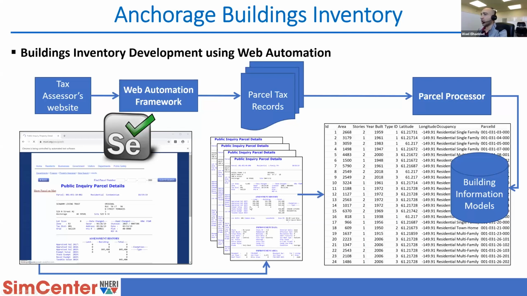But basically the end product is that we went from data that was on a website to data that's in a database that we have. And for each building, for instance, we can obtain a lot of useful information like the area, the number of stories, the year the building was built, the occupancy of the building, and the latitude and longitude, the parcel ID. So this is a lot of useful information that we can use for both the hazard and loss estimation.